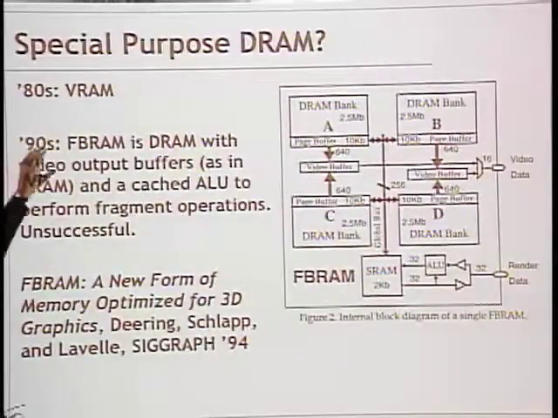So VRAM, for instance, is really old, and it was in the 1980s. And basically, it was just regular RAM, but it had a serial port sort of out the side where you could trickle out the frame buffer. So it would do like the scan out to your monitor. So that was really cool.